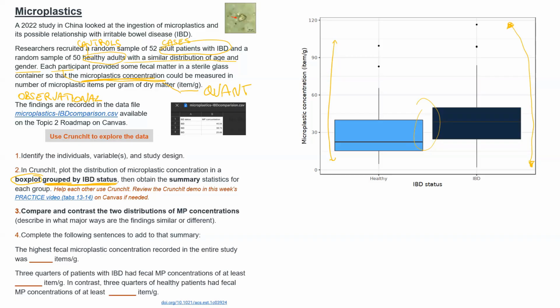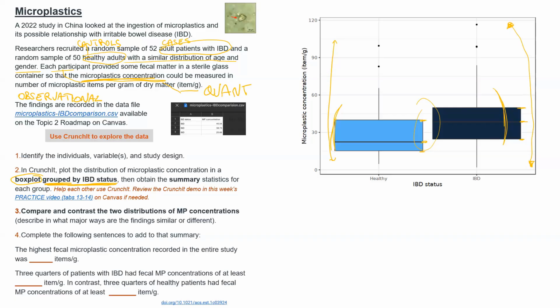And for the most obvious difference, we notice immediately that the values for the patients with IBD tend to be overall higher than the values for the healthy patients. And this is most noticeable by the fact that the entire box of the box plot is shifted higher in the IBD group, such that the first quartile is higher in the IBD group than in the healthy group. Same thing for the median, same thing for the third quartile.